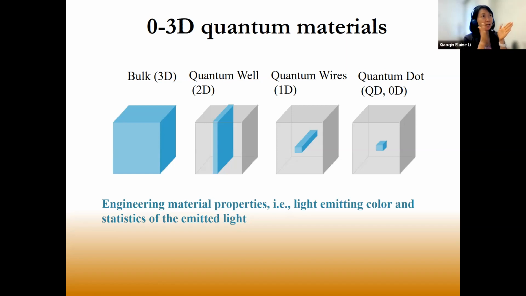As you change the dimension of the electron motion, you're shaping the allowed energy states. You're shaping the density of states. So by changing the dimension of the electron motion, you're really modifying the material property in a very fundamental way. And for our studies that mostly deal with optical property, you're changing the light emission colors and also the statistics of how light is emitted from these quantum materials.